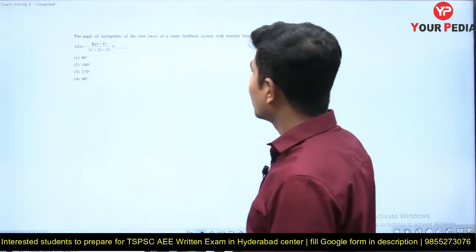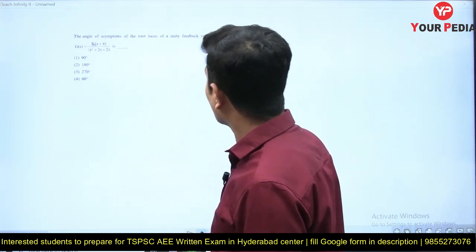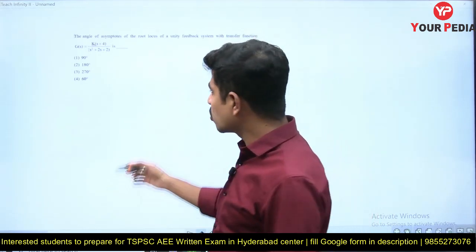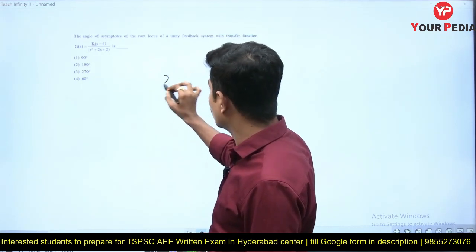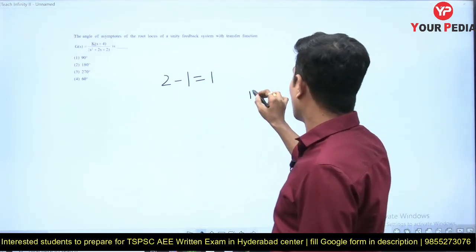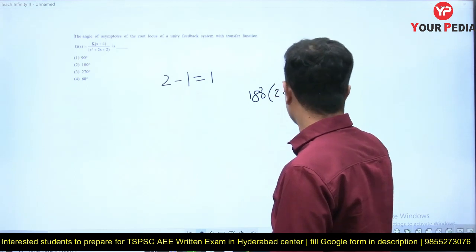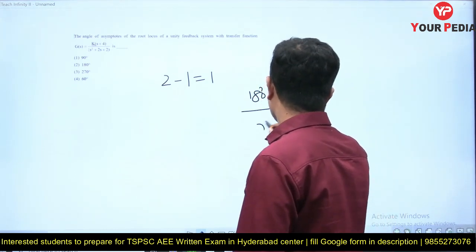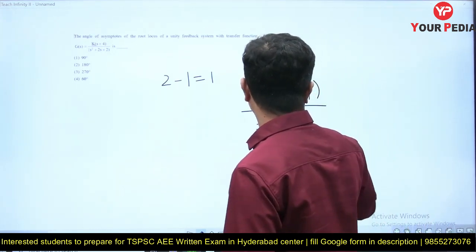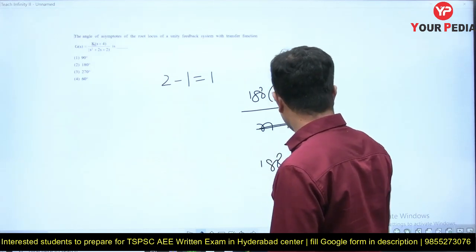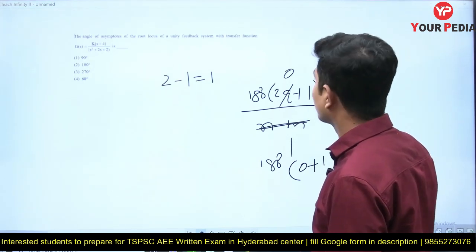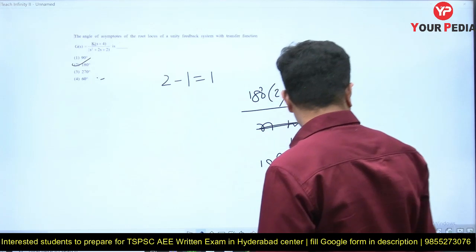Let's go to the next question. The angle of asymptotes of the root locus of a unity feedback system with transfer function K(s plus 4) by (s square plus 2s plus 2): how many asymptotes will it have? Number of asymptotes is the number of finite poles, 2, minus the number of finite zeros, 1. Therefore we have 1 asymptote. The angle of asymptotes formula is 180 into (2q plus 1) by (n minus m), where n minus m is 1. With only one asymptote, q is equal to 0, so 180 into (0 plus 1) is 180 degrees. Option 2.